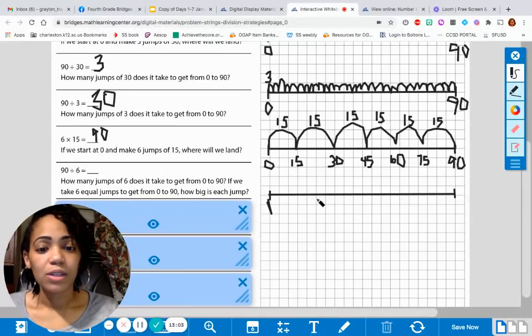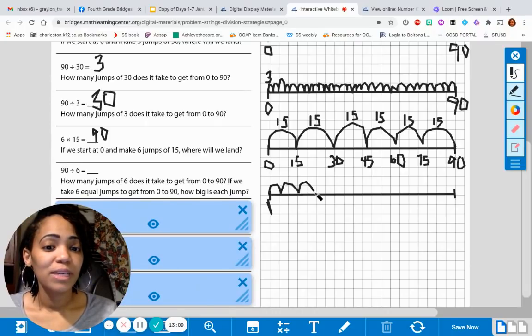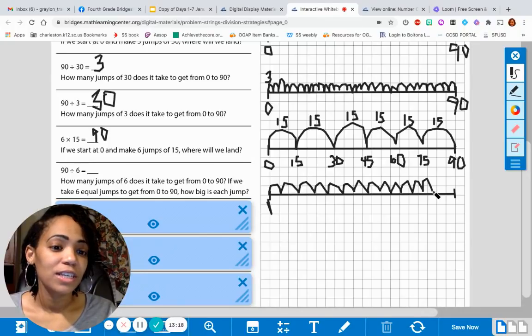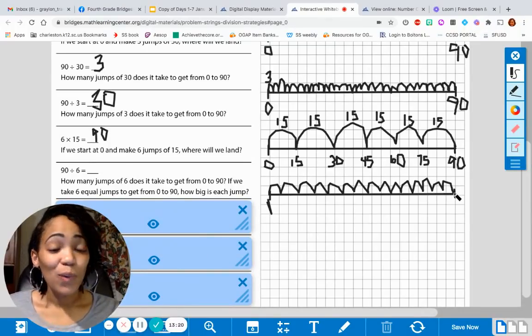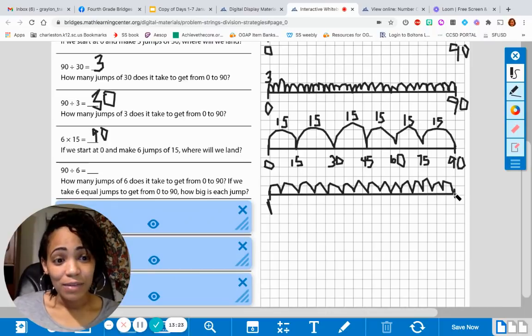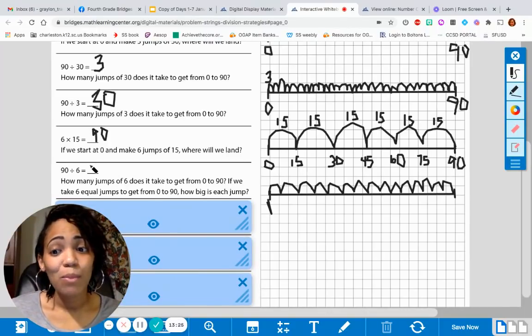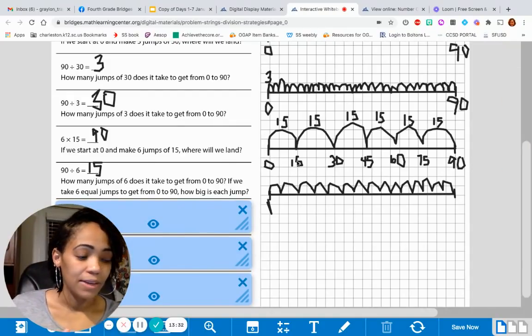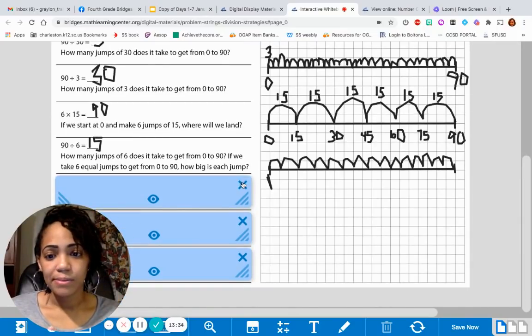Okay, so if we hop by 6, we'd have to do it 15 times. So here's 1, 2, 3, 4, 5, 6, 7, 8, 9, 10, 11, 12, 13, 14, 15. We'd still land at 90, but we just made smaller jumps and more of them. So our answer here would be 15. These numbers are still in that fact family. Let's look at the next problem.